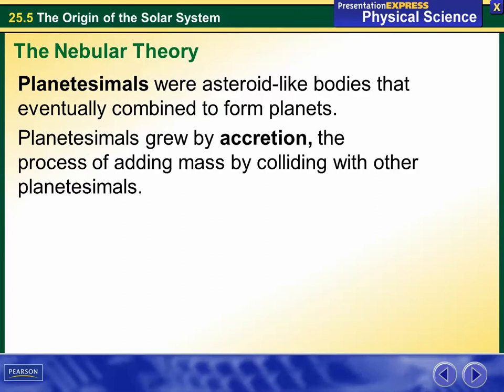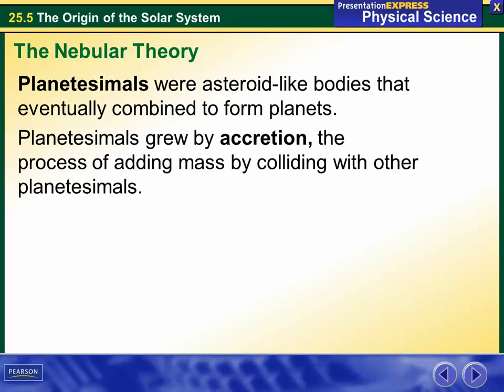and the process of them growing is called accretion. So these, again, definitely write these two words down, which is just the process of adding mass by colliding with one another. So accretion allows you to increase in size. Again, two things collide, they combine to form one bigger mass, and that is called accretion.